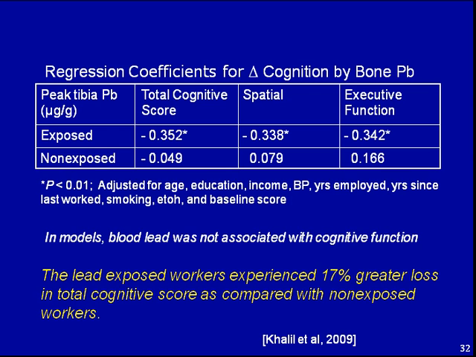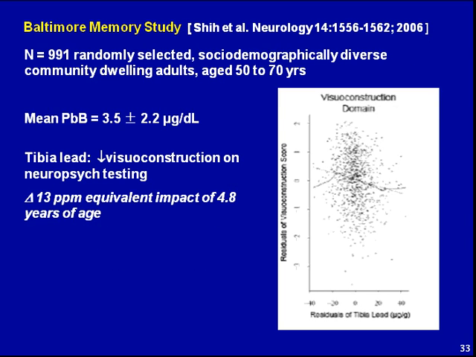Interestingly enough, it was this bone lead measurement, which is a reflection of an individual's cumulative lead exposure, that predicted the decline in cognitive function. It was not found with just looking at their blood lead alone. The lead-exposed workers experienced a 17% greater loss in total cognitive score compared with the non-exposed control.